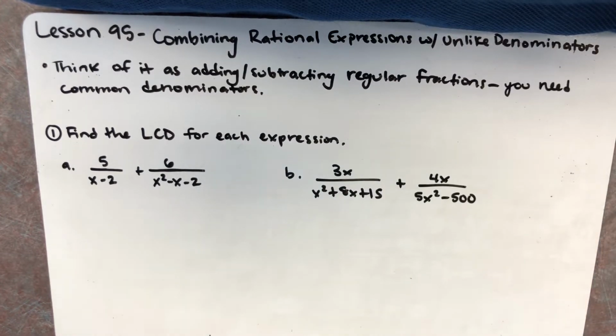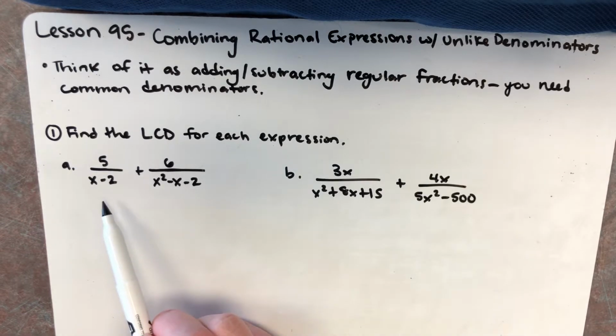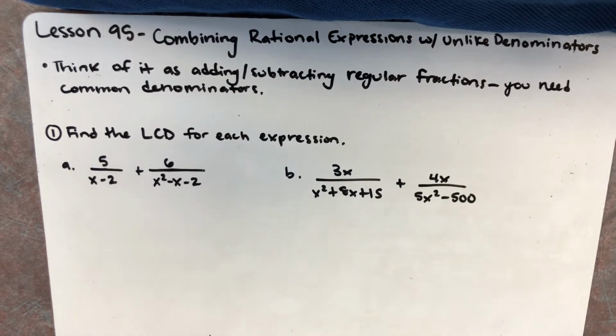It's called Combining Rational Expressions with Unlike Denominators. If you'll remember, rational expressions are fractions that have variables in the denominator. So these are going to look ugly, but we're trying to simplify them by adding or subtracting to get something not as ugly. So when we add or subtract fractions, even if they have a bunch of variables in the denominator, treat them like regular fractions.